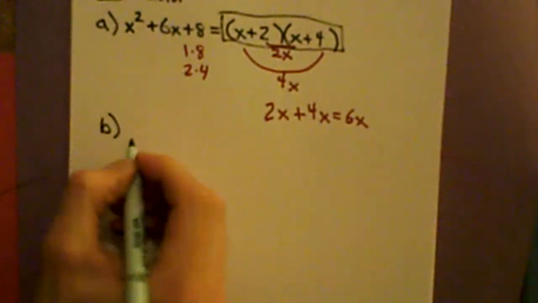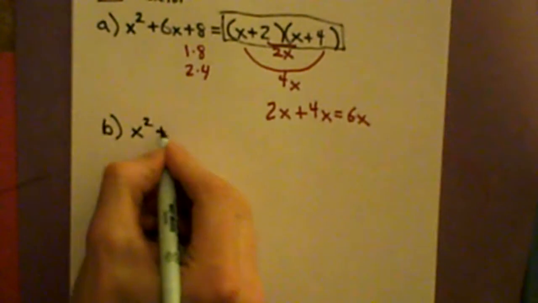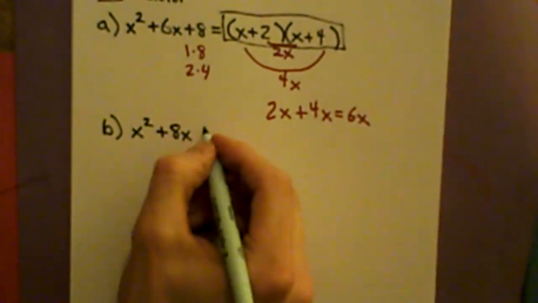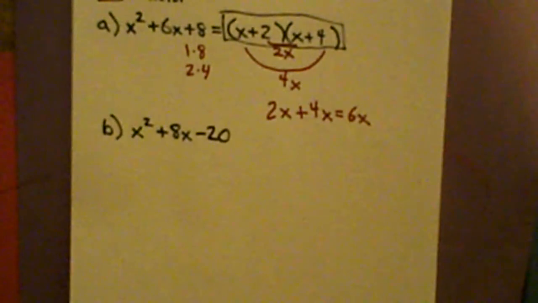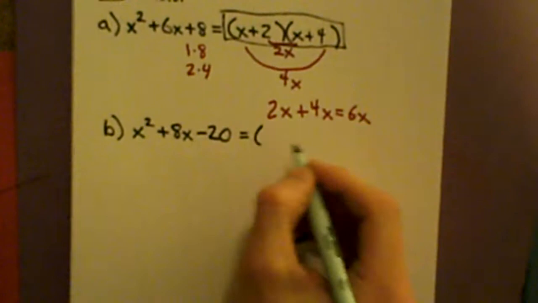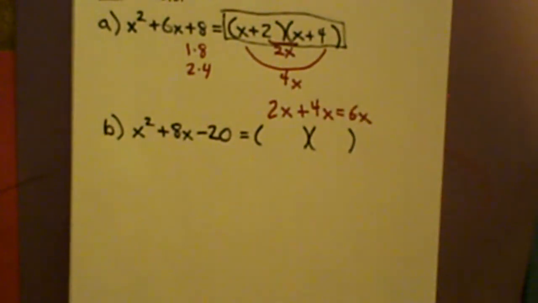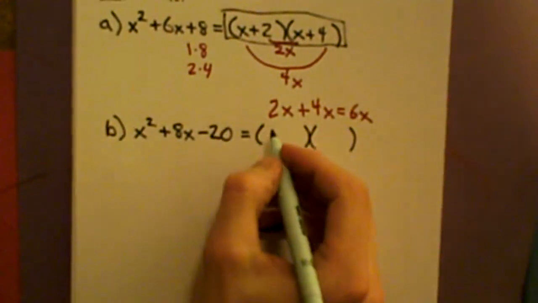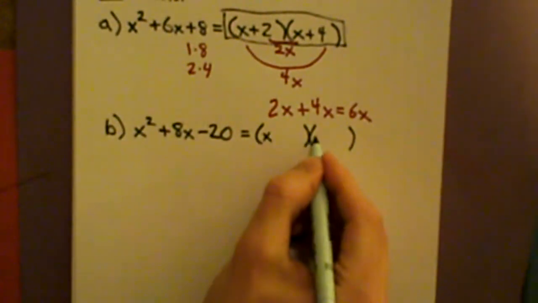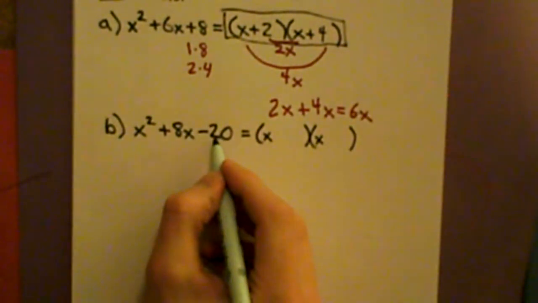Example B. If I take x squared plus 8x minus 20, again we know that this should come out to a product of two binomials. Again, the first two are pretty easy. That should be x times x, because x times x gives me x squared. The last two, though, should multiply to give me 20.